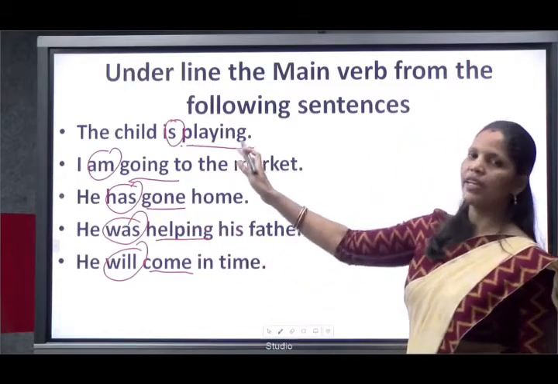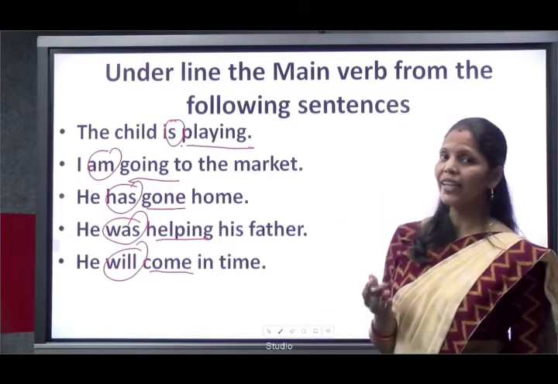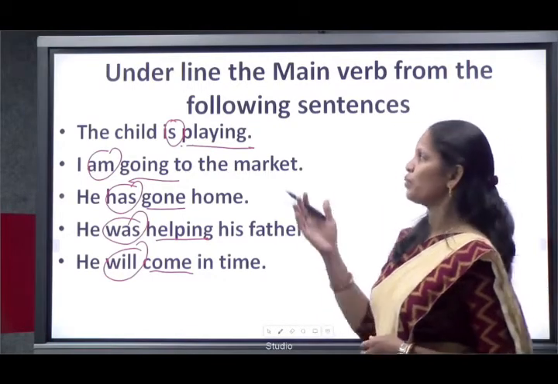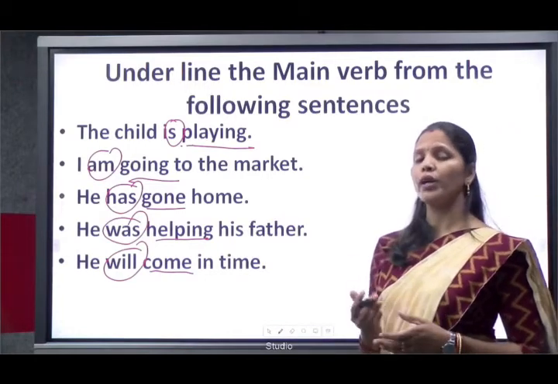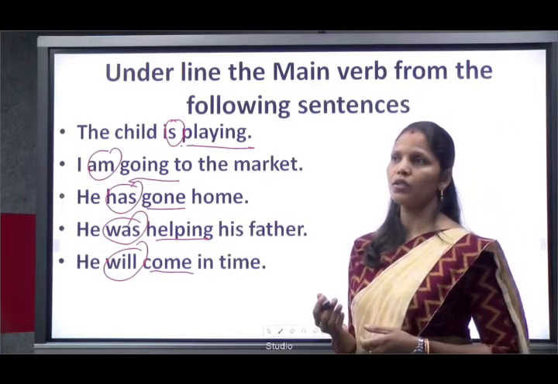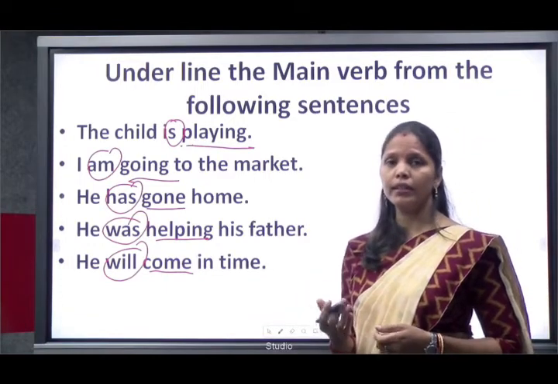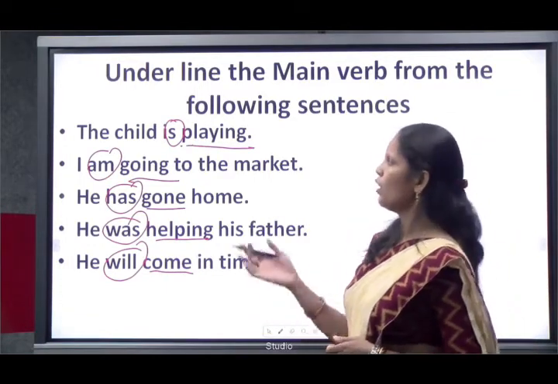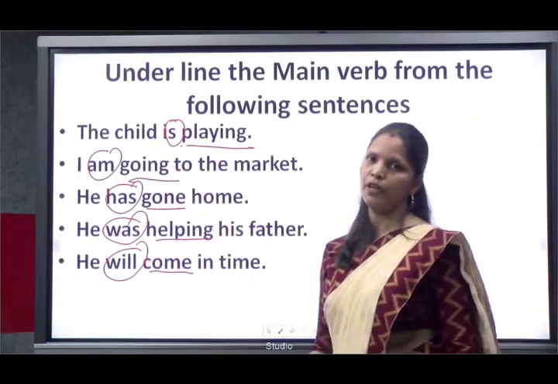So an auxiliary always comes before the main verb to indicate the tense of the sentence or modalities of expression, such as permission, order, threats, like that. So auxiliary always comes before the main verb.